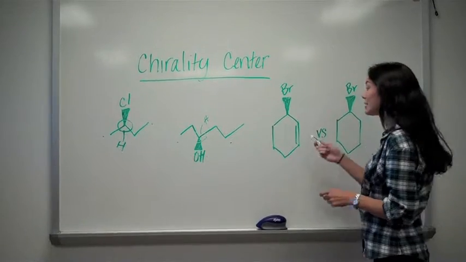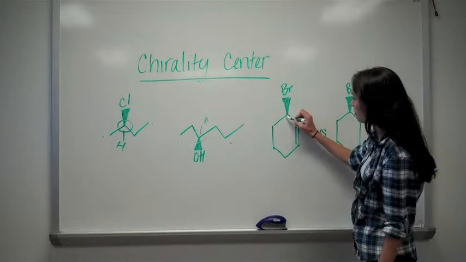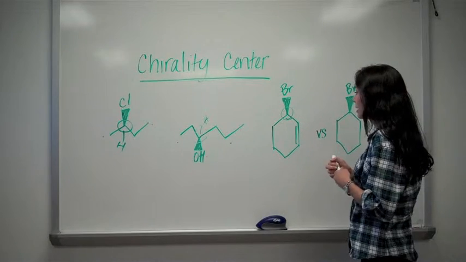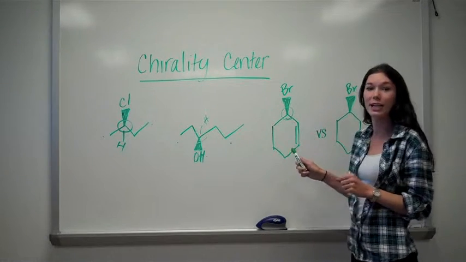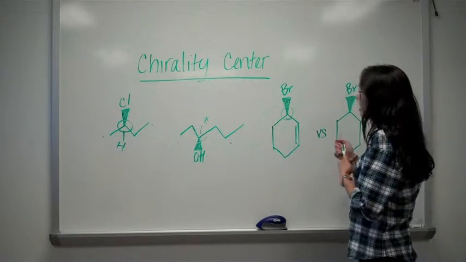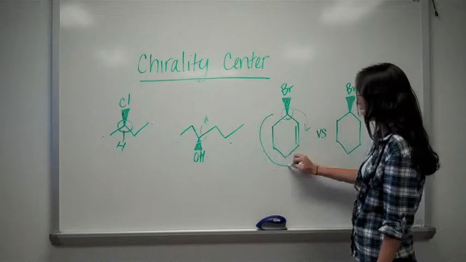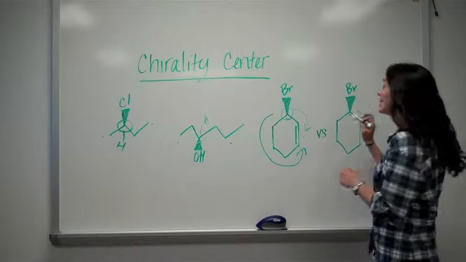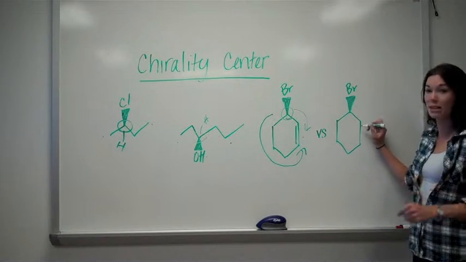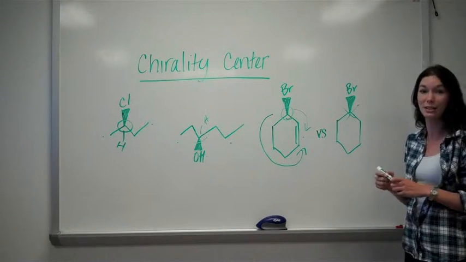In this molecule, the chirality center would be this carbon right here. It's because one path around the ring is different than the other path around the ring, because this path is going to encounter the double bond sooner than if this path were to go around. Versus this molecule right here, which doesn't have a double bond, so this would no longer be a chiral center.